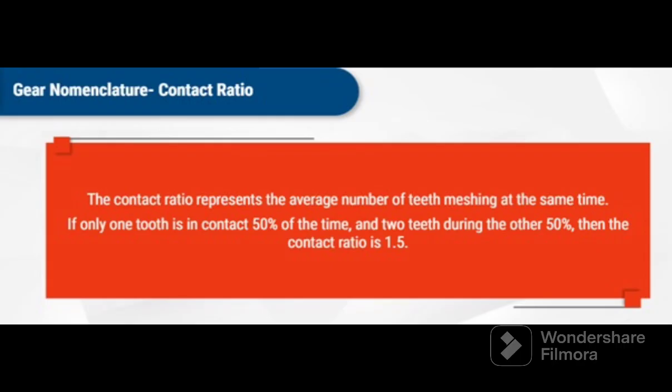What is contact ratio? The contact ratio represents the average number of teeth meshing at the same time. If only one tooth is in contact 50% of the time and two teeth during the other 50%, then the contact ratio is 1.5.